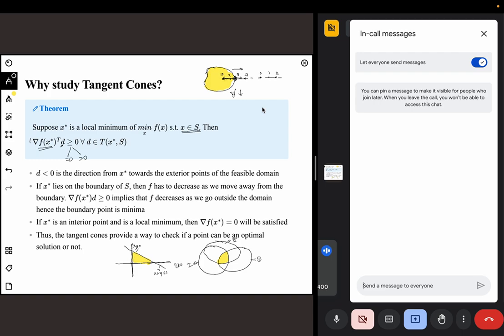Okay. So up until here, is this clear? So why we need tangent cones and what exactly is the definition of a tangent cone? Are there any queries in this?